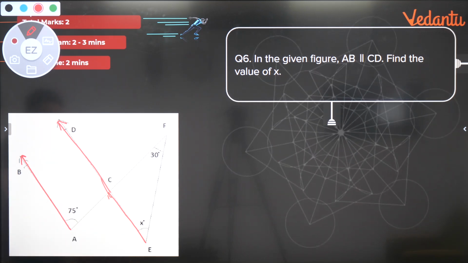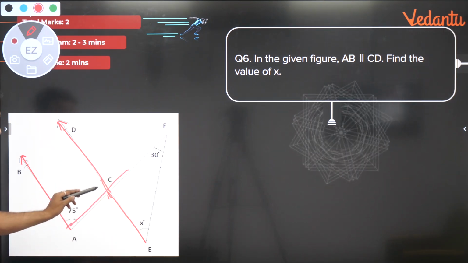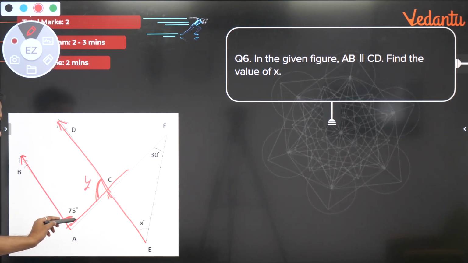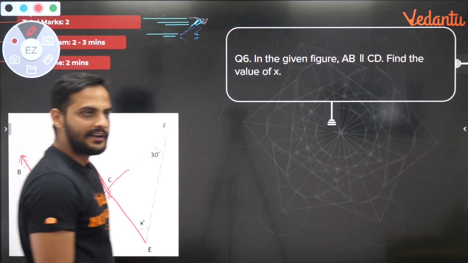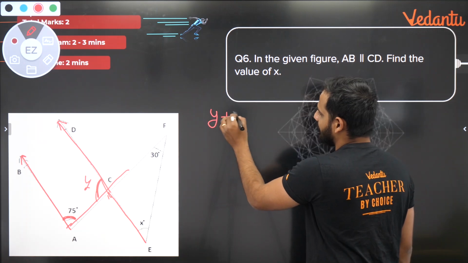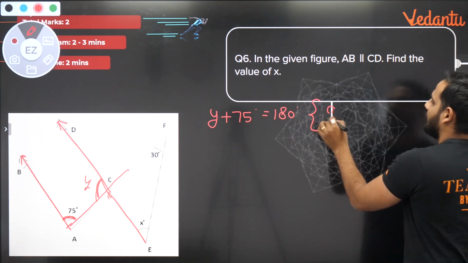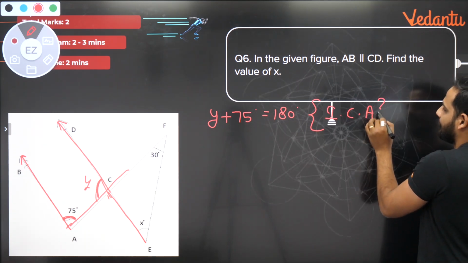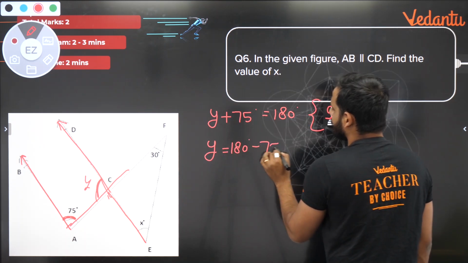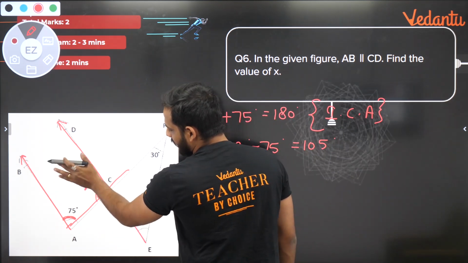Correct? Now, first thing, if I know these two lines are parallel, this one line is acting as a transversal line. So let's say this pair is equal to y. So y plus 75 should be equal to 180 degrees, because it is a pair of interior consecutive angles. So now I can say that y plus 75 is equal to 180 degrees. The reason is interior consecutive angles. So I can say y is equal to 180 minus 75, which is equal to 105 degrees. So this value of y we have got is 105 degrees.